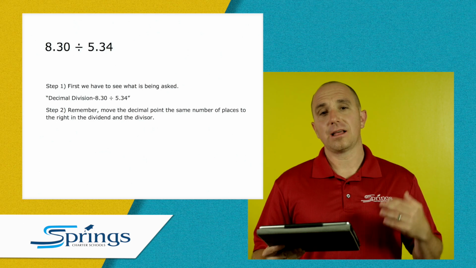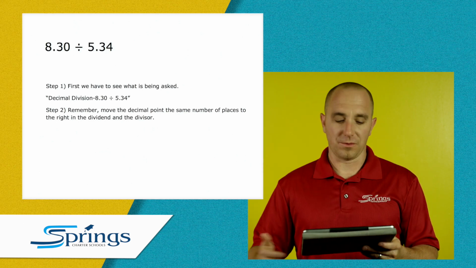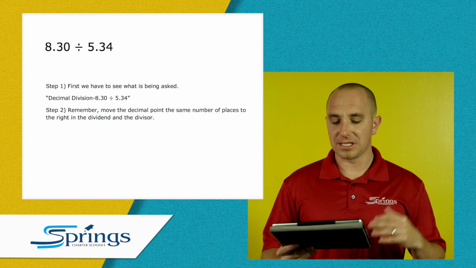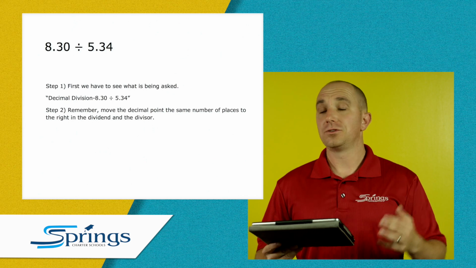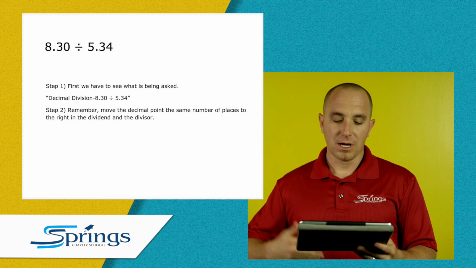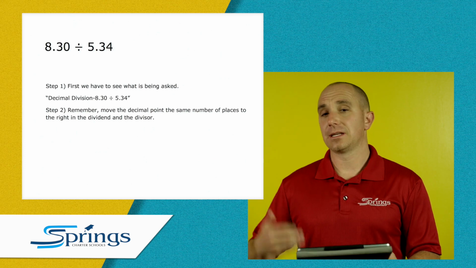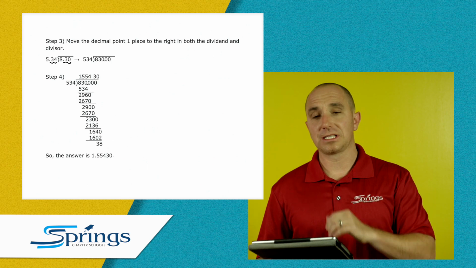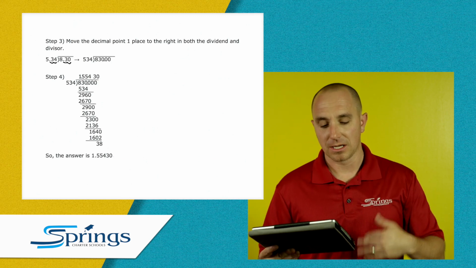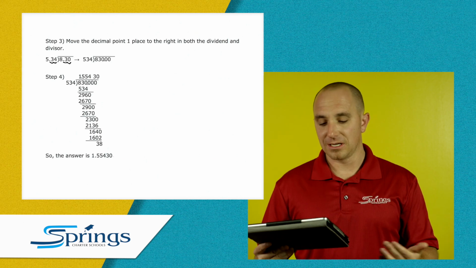All right, let's take a look at one more. So we have 8 30 hundredths divided by 5 34 hundredths. First you have to see what's being asked. So again, we're looking at decimal division. Remember to move the decimal point over the same number of places to the right in the dividend and the divisor. Okay, so let's move those decimal points over. You can see I already swooped them over 2 spots, making it 830 and 534. And then you're just going to divide.